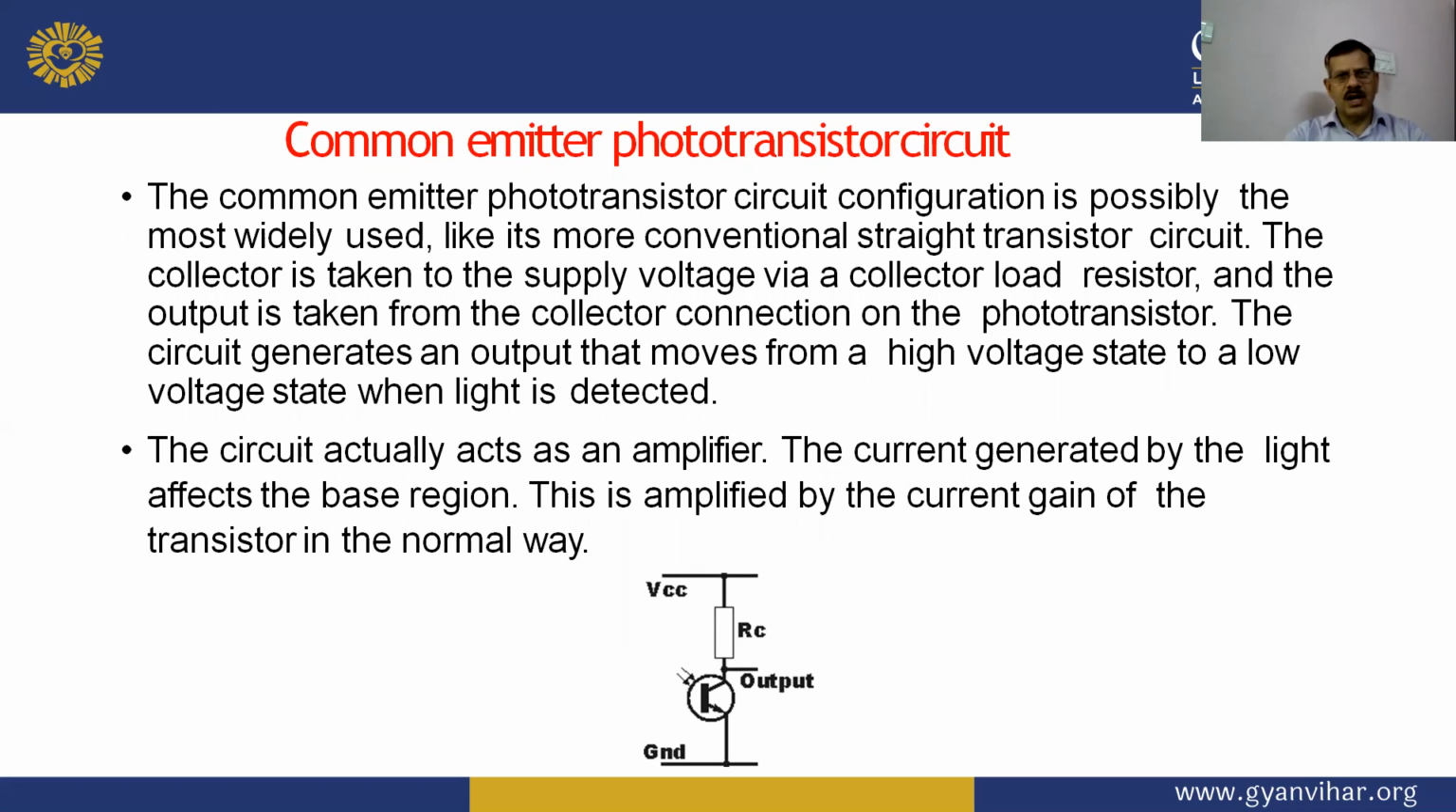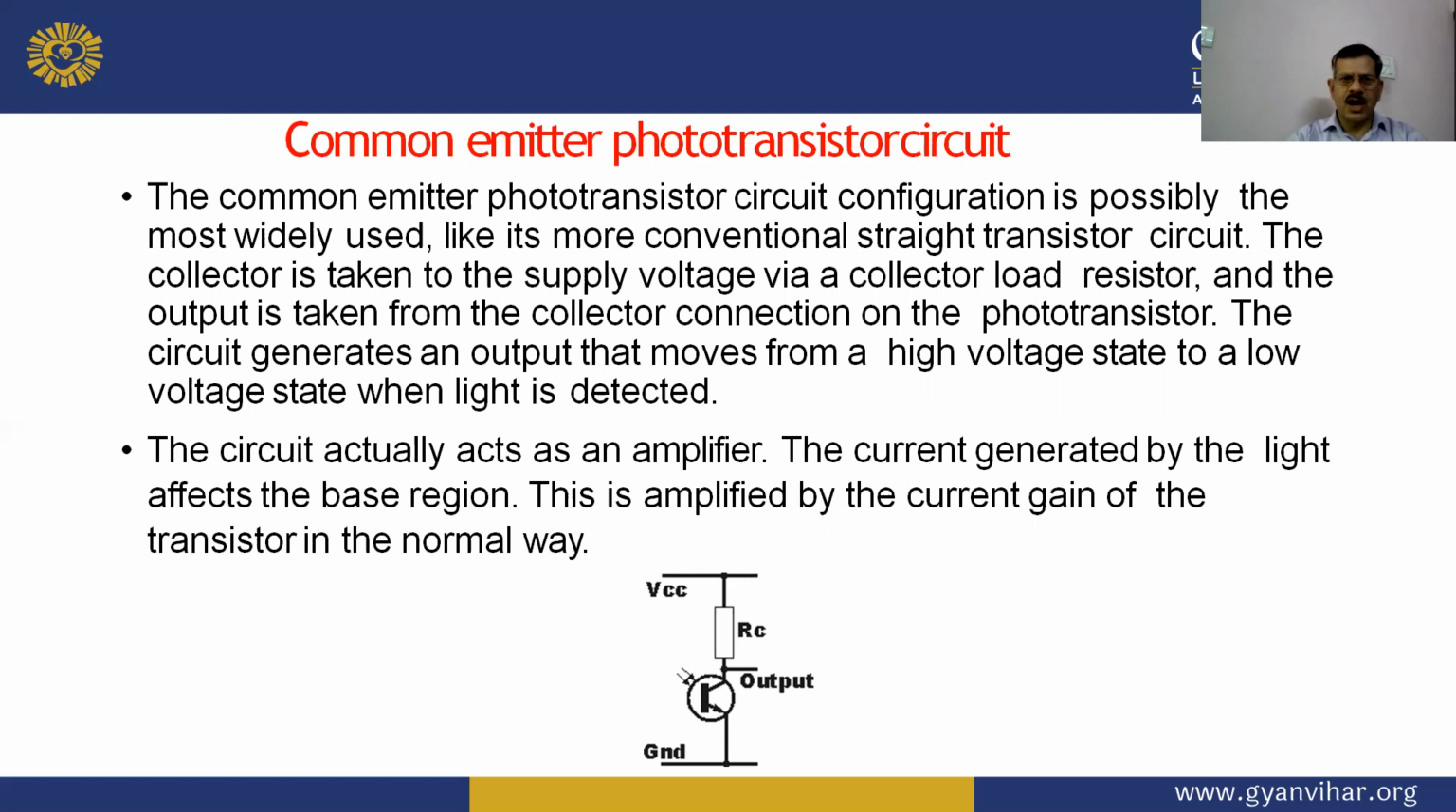So first is the common emitter configuration of the phototransistor circuit. The common emitter phototransistor circuit configuration is possibly the most widely used, like its more conventional transistor circuit. The collector is taken to the supply voltage by a collector load resistor and the output is taken from the collector connection on the phototransistor. We can also see the diagram of the common emitter configuration circuit as shown in this figure.